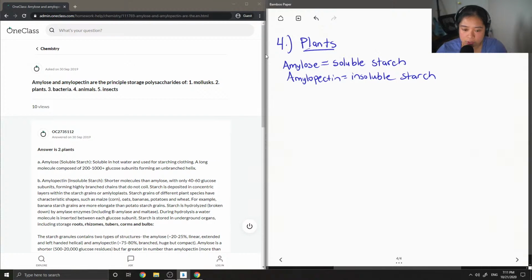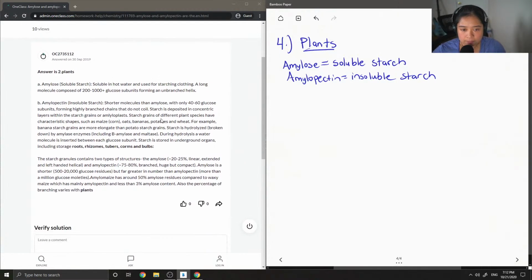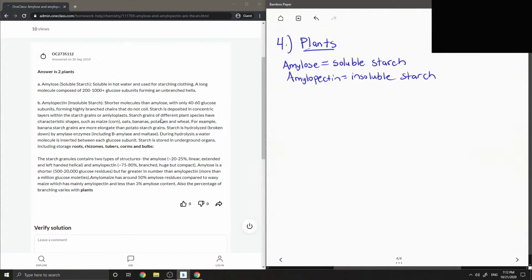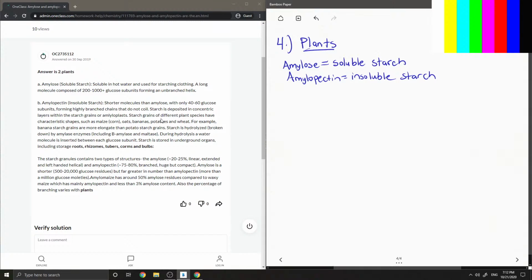So let's see what our junior tutor said about this question. Amylose, soluble starch. Yeah, they said it was plants. Soluble in hot water and used for starching clothing. A long molecule composed of 200 to 1,000 glucose subunits forming an unbranched helix. Interesting. Amylopectin is insoluble starch, shorter molecules than amylose with only 40 to 60 glucose subunits, forming highly branched chains that do not coil. Starch is deposited in concentric layers within the starch grains or amyloplasts.